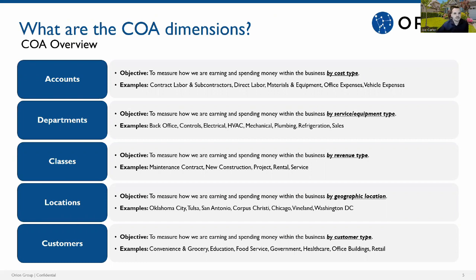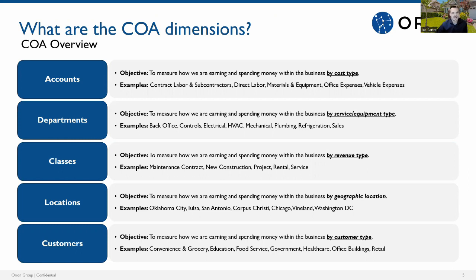First is accounts. The objective is to measure how we are earning and spending money within the business by cost type. Examples of these could be contract labor and subcontractors, direct labor, materials and equipment, office expenses, and vehicle expenses. The next dimension is departments. This is to measure how we are earning and spending money by both service and equipment type. Examples of this would be back office, controls, electrical, HVAC, mechanical, plumbing, refrigeration, sales, etc.